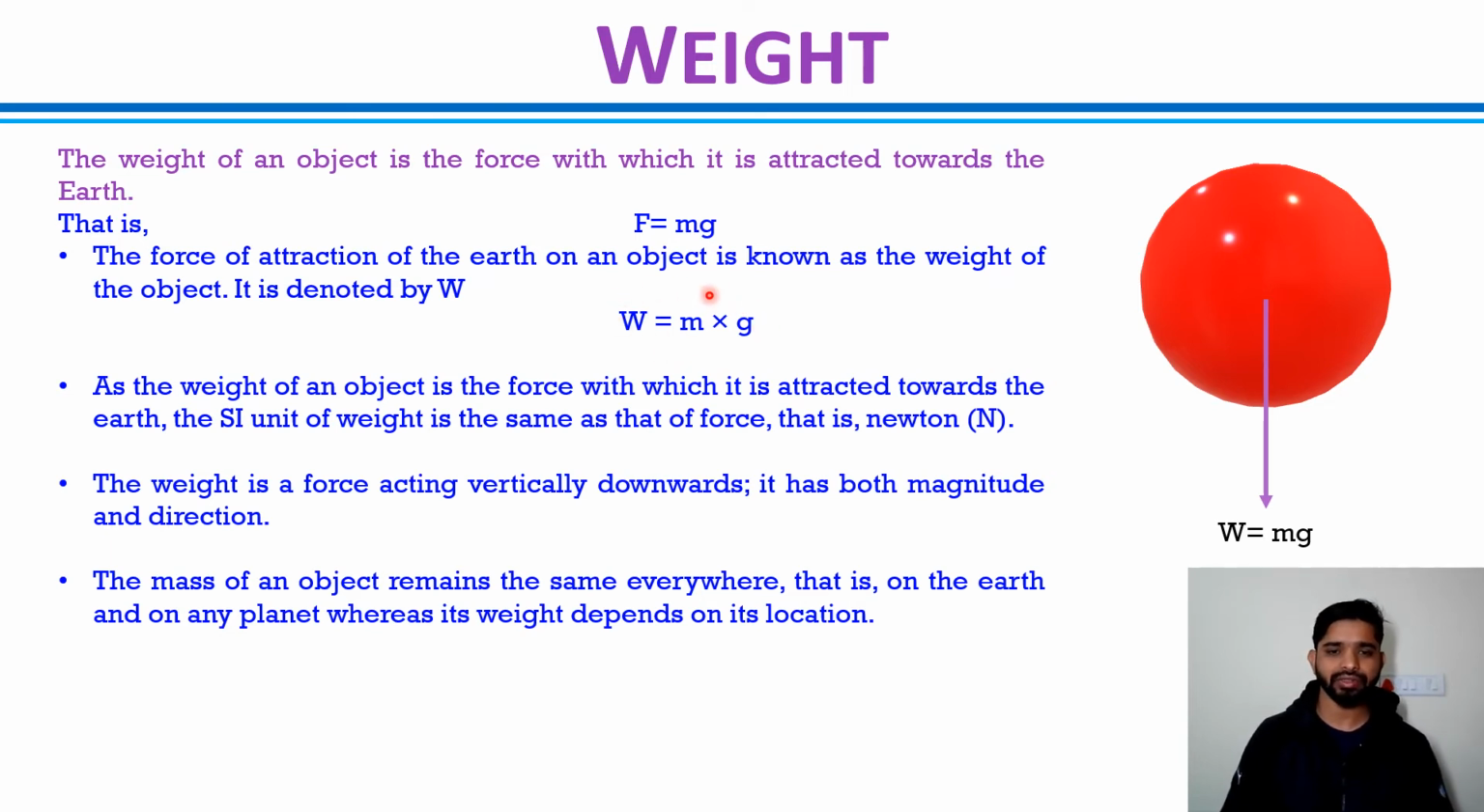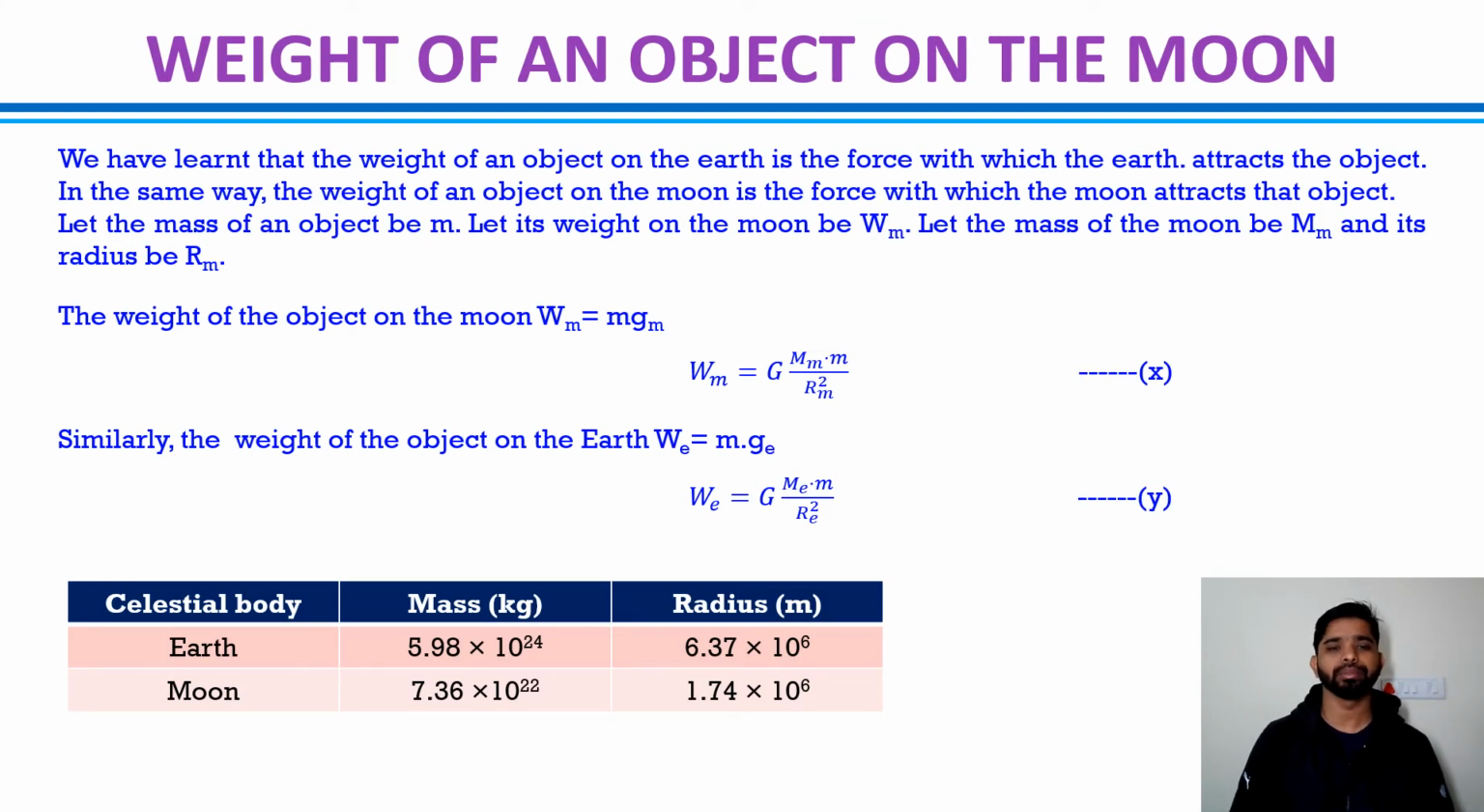In the case of earth, the weight of an object is going to be mass times the gravity of the earth. Because this weight is dependent on the value of gravity, it is going to vary from place to place. For example, if we measure the weight of an object on the earth, it is going to be different from the weight of the same object on the moon. So now let's compare the weight of an object on the moon to that on the earth.